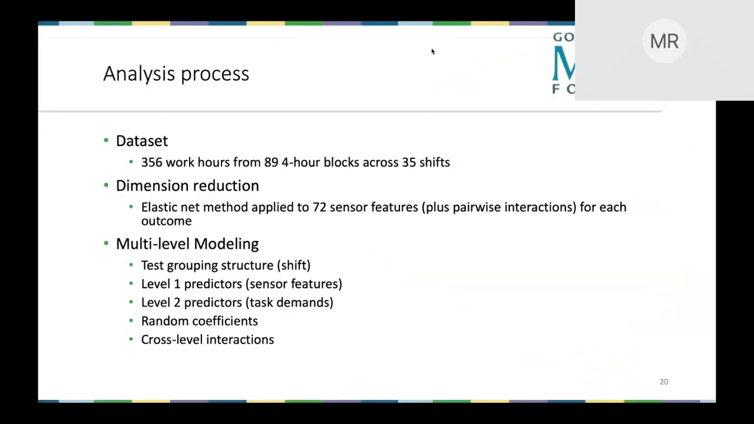So what we did to analyze all that data for the nursing studies, we had 89 4-hour blocks across 35 shifts, so that was 356 kind of work hours. We created a set of 72 sensor features, and looked also at all the pairwise interactions amongst those sensor features, and used elastic net methods to avoid overfitting that data.